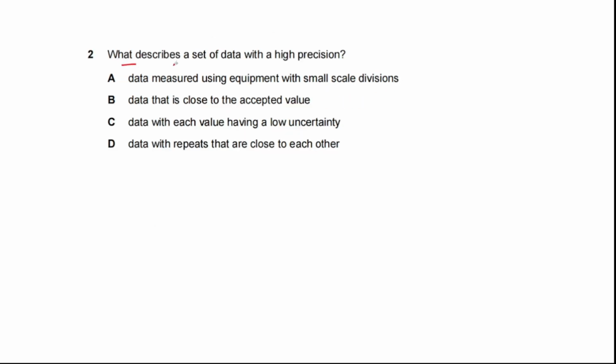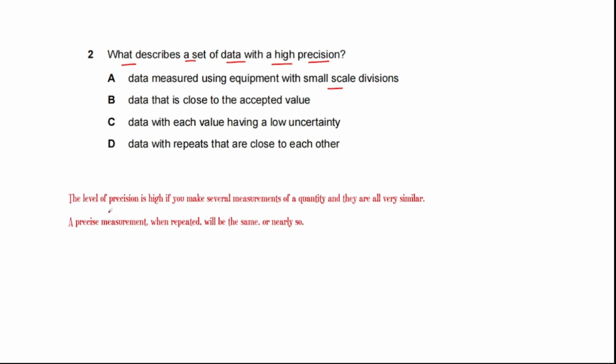Question number 2. What describes a set of data with a high precision? So the first option is data measured using equipment with small scale divisions. So this will improve the precision value, not exactly explaining a set of data with a high precision. Here the level of precision is high if you make several measurements of a quantity and they are all very similar. So a precise measurement when repeated will be the same or nearly the same value. So this can improve the precision value but not exactly the answer.